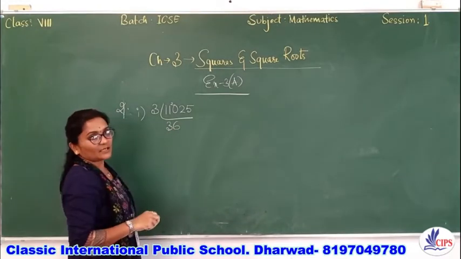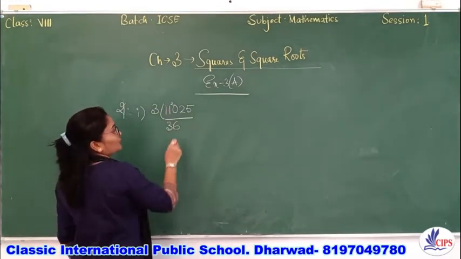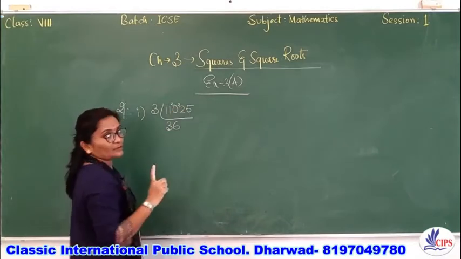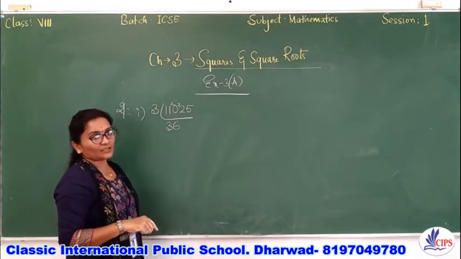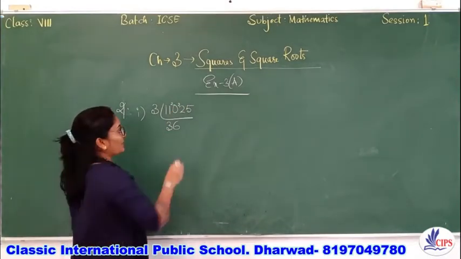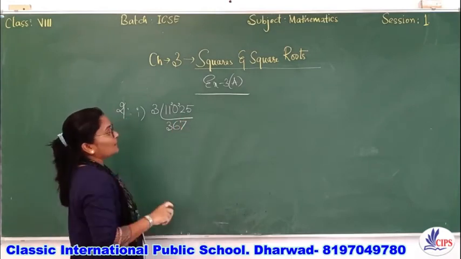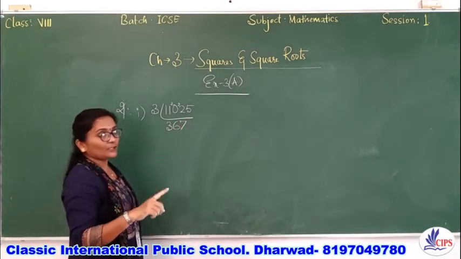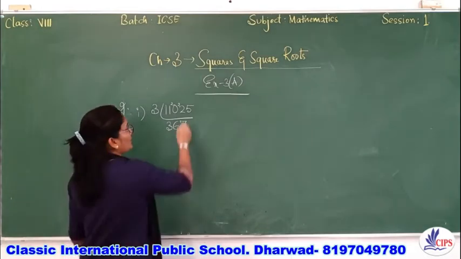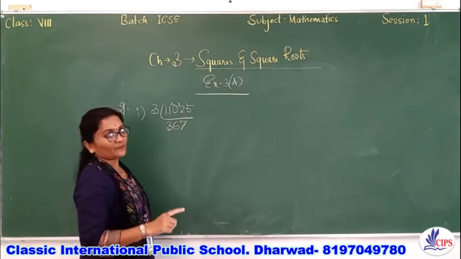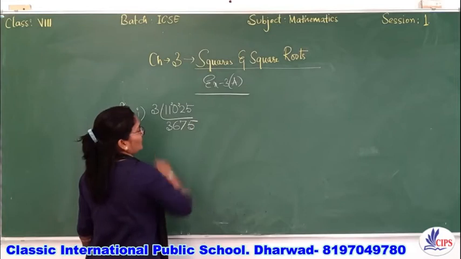So I've taken 3 6s are 18. 20 minus 18 is 2 again. I'll carry this 2 here, it becomes 22. Again 22 is not there in the 3 table. I'll take 3 7s are 21, which is less than that. So 22 minus 21 is 1. I'll write this 1 here, it becomes 15. So 3 5s are 15.